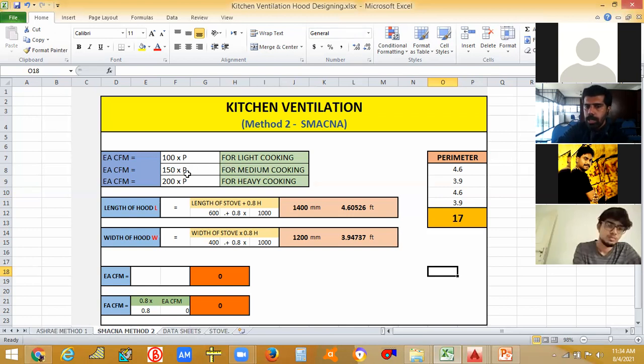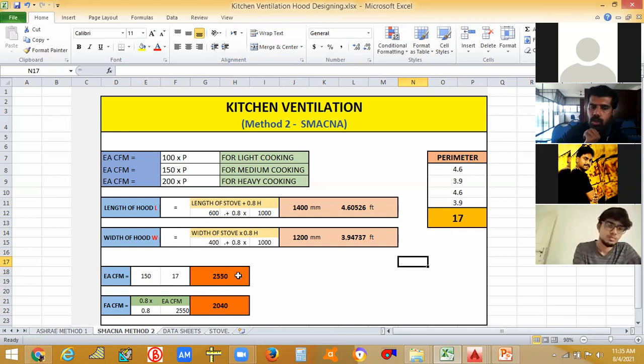So I got P, this is the perimeter. I just need to multiply with 150, and I will get the exhaust air CFM. So 150 into P. I am choosing medium cooking, 150 into P. What is P? P is 17. So the exhaust air is 17 into 150, that is 2550 CFM.